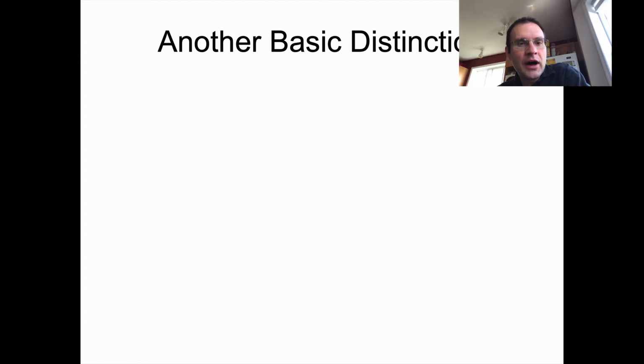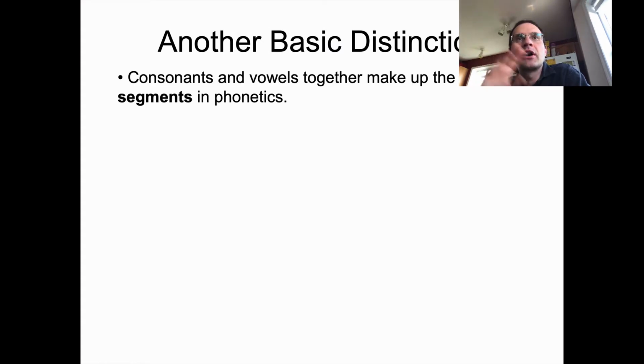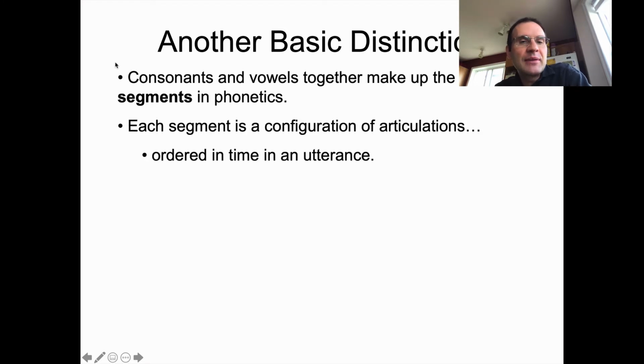Other than that, I want to move on to suprasegmentals. So last time we talked about the features of consonants and vowels, and at the start of that lecture, I made this broad distinction between consonantal articulations, which are sort of more constricted in the vocal tract, and vowel articulations, which are more open in the vocal tract. But together, they make up the class of what are called segments in phonetics. So each segment is basically a configuration of articulations, a configuration of specific phonetic features of what you can do with your articulators that are ordered in time in an utterance.